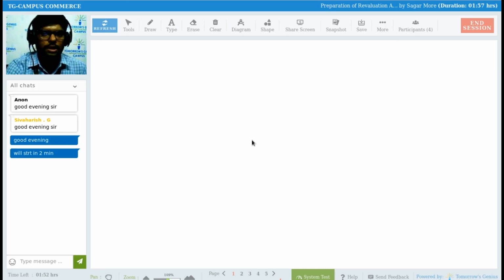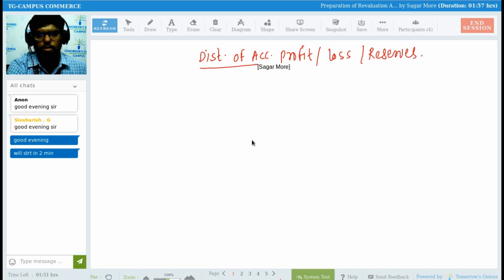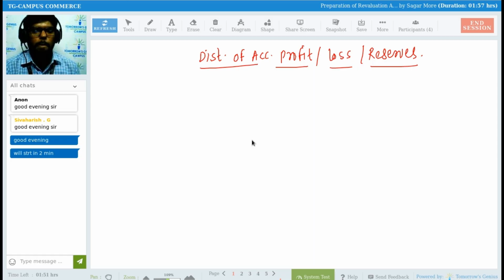So what does it mean? Distribution of accumulated profit, losses, reserves, right? Distribution of accumulated profit, losses and reserve. So this adjustment we are going to do.